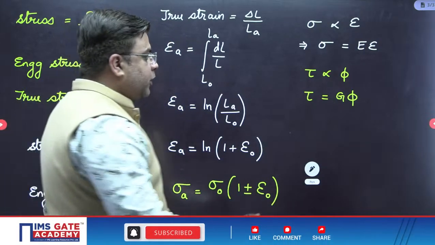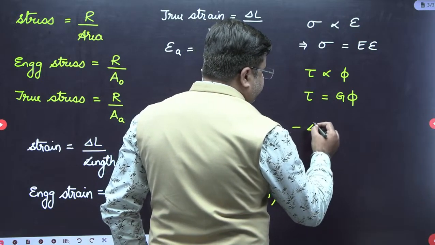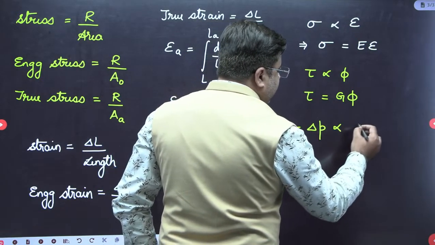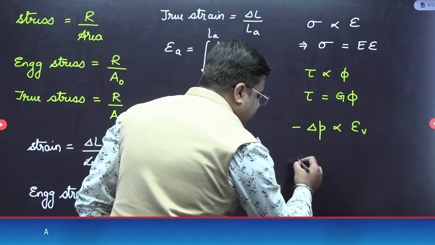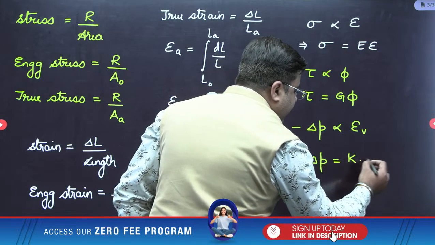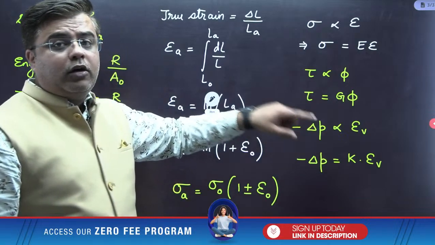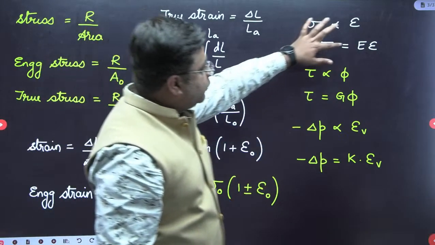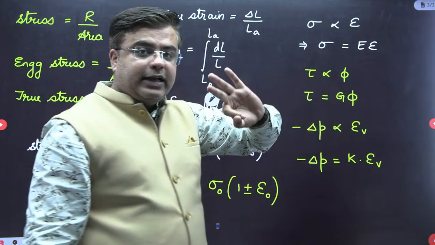rigidity. Third one is Hooke's law for hydrostatic loading, which states that the change in pressure, minus delta P, is directly proportional to your volumetric strain. Removing this proportionality sign, you will get the expression that minus delta P is equal to K into epsilon V, right? So you have the 1st, 2nd and 3rd Hooke's law, and for these you have 3 elastic constants. E, G and K are the 3 elastic constants.